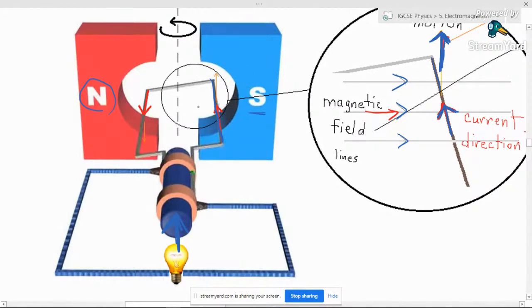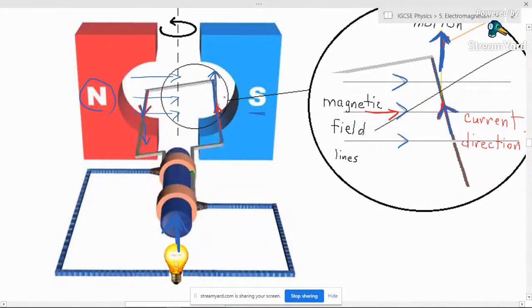Okay, so what changes? Our fingers are still pointing in the same direction. The magnetic field is still from north to south. The only thing that changes now is that our thumb used to be pointing up when it was on the right side, but now that it's moved over to the left side, now it's moving down. So if you flip your thumb over, you'll notice that the current is now going the other way in this coil.